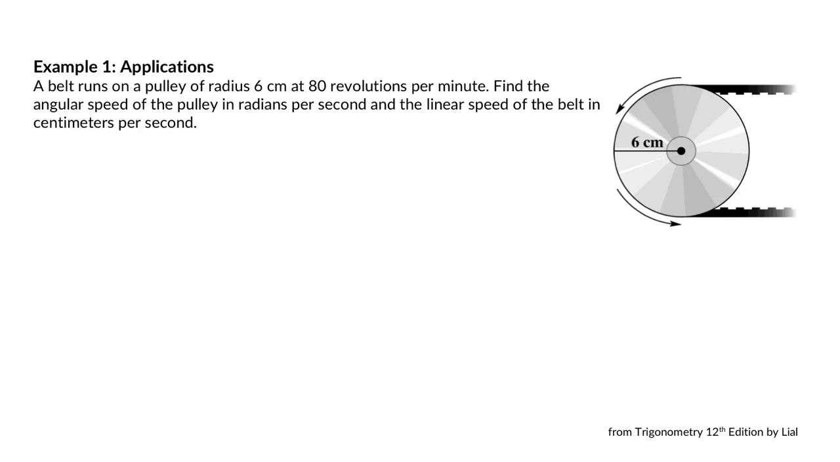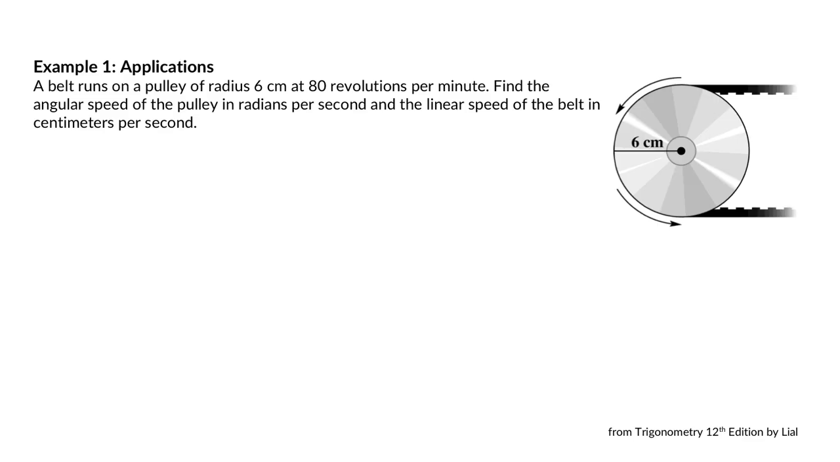Maybe you'd already be given an omega. Maybe you'd already be given a velocity, a linear speed. But whatever we're given, we're going to list it out, and then we're going to look at the formulas to see what we can figure out based on what we have. So this problem says a belt, that's this thing right here, runs on a pulley of radius 6.